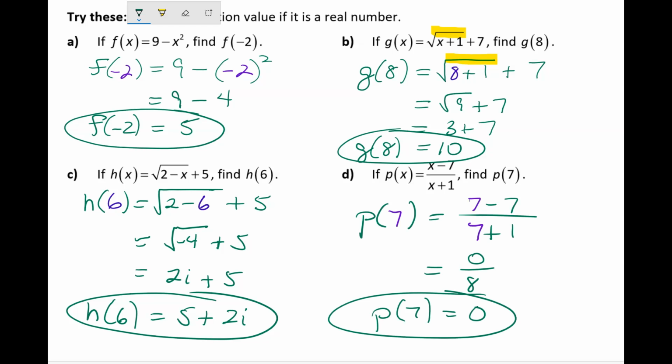For D, the result should be p of 7 equals 0. Remember that 0 divided by a number is 0, provided that number is non-zero. Can't divide by 0, that is to say the bottom of a fraction cannot be 0. However, when you have the top of a fraction equal to 0, you need to go ahead and simplify that division. 0 divided by 8 is 0. That's it for that section.